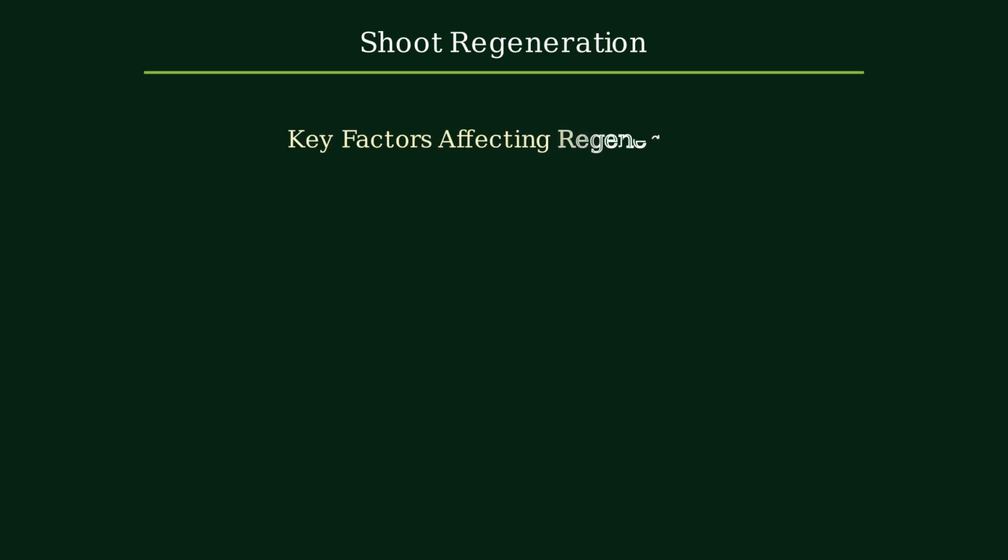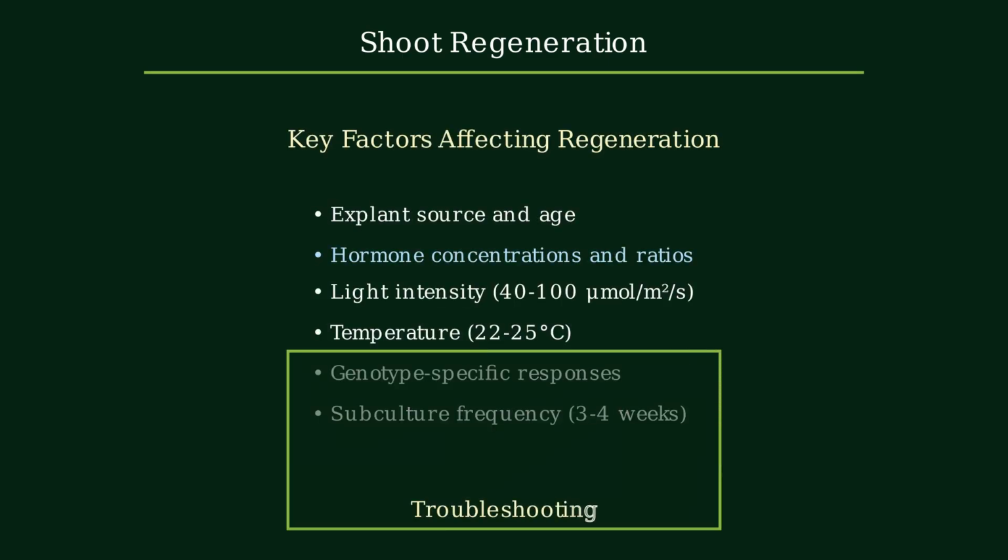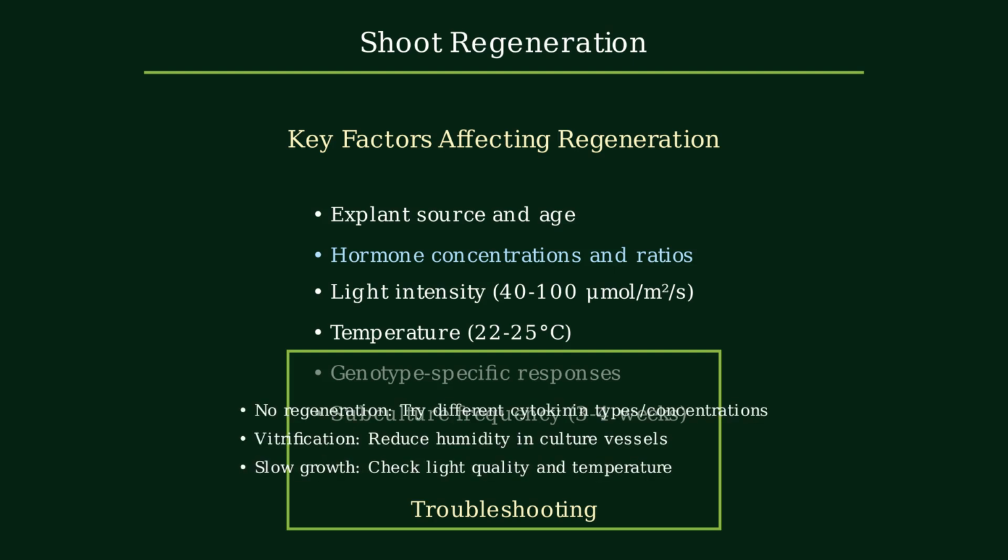Several factors critically influence shoot regeneration success. The hormone concentration and ratio is particularly important, as is the explant source and age. Environmental conditions like light intensity and temperature must be carefully controlled. When troubleshooting regeneration issues, consider trying different cytokinin types and concentrations. If shoots develop abnormally with a glassy appearance, this vitrification can be addressed by reducing humidity in culture vessels. Slow growth may indicate suboptimal light quality or temperature.